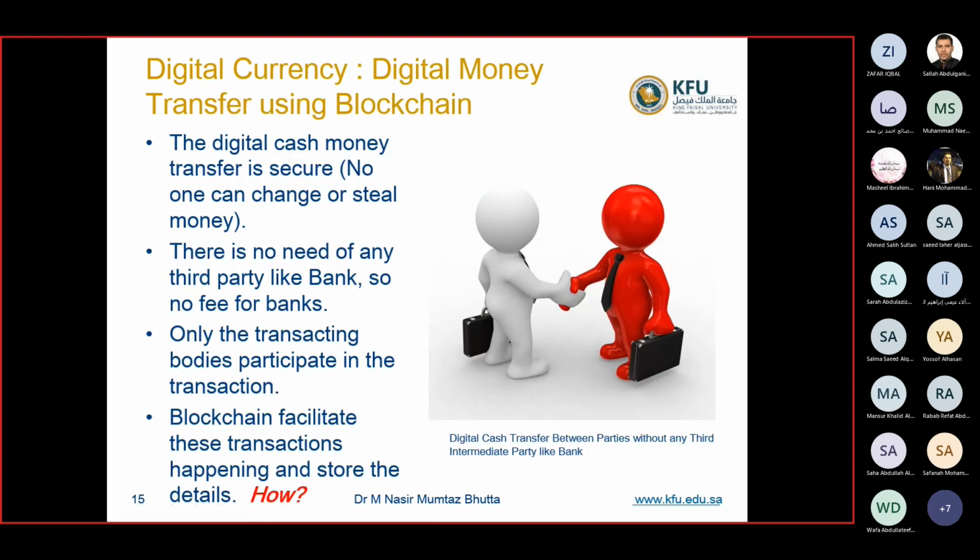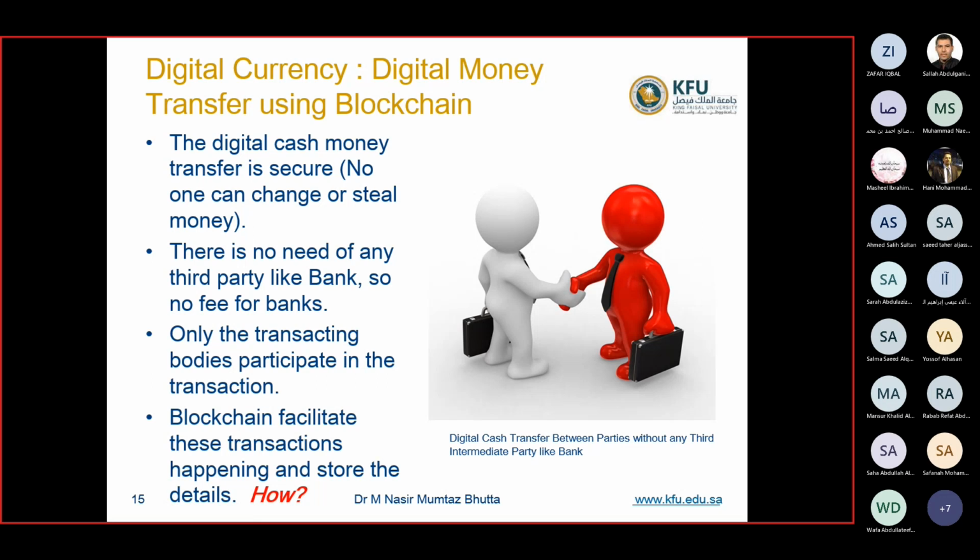So how does the blockchain work? For example, this is the seller and this is the receiver or purchaser. They just do the transaction between themselves. They can transfer their briefcases between them. There is no need of any third party, no bank, nothing else. And your transfer is secure.